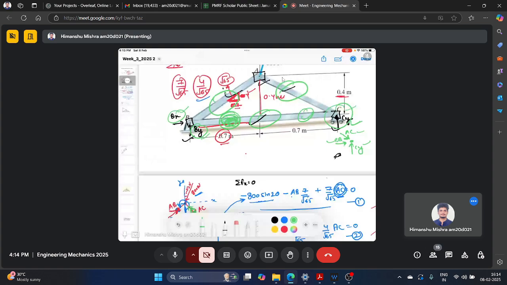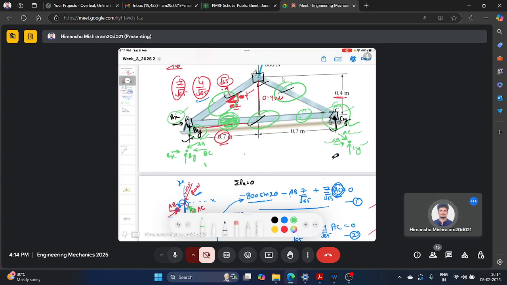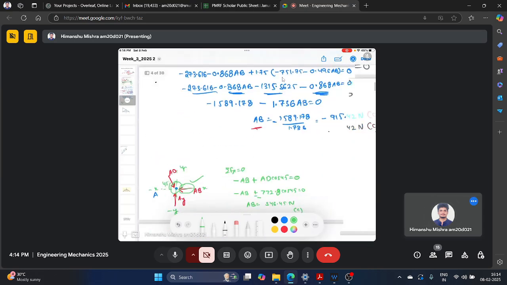If I select joint B, then I have By, Bx the assumed force, BC, and the force we calculated, AB. So here you have to deal with four forces. If you consider joint B, you deal with four forces; if you consider joint C, you have to deal with only three forces. So let's consider joint C because it will make the calculation simpler.